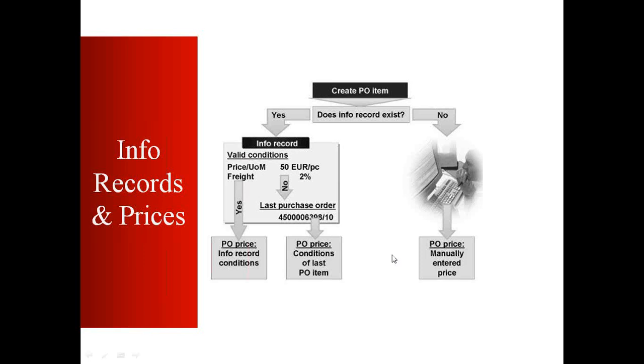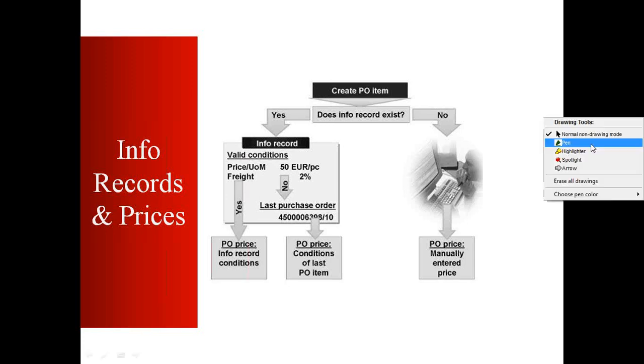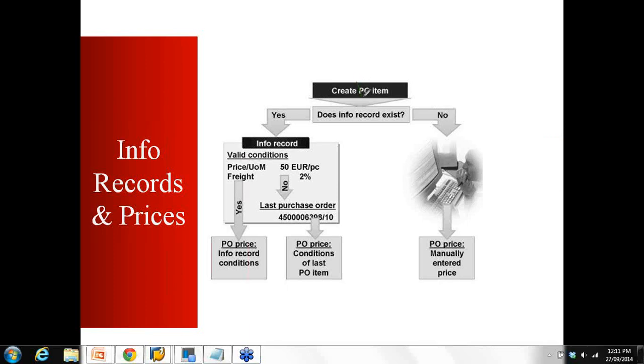Now let's see how the purchase order will read a record, where the purchase order will look for a price record. Whenever you create a purchase order item, the system will check whether an info record exists or not. If it exists, that's good. The system will read that info record number and condition, and give the price to the purchase order like we just did.